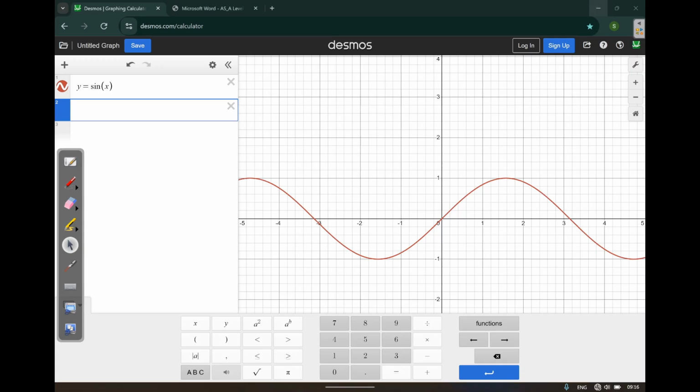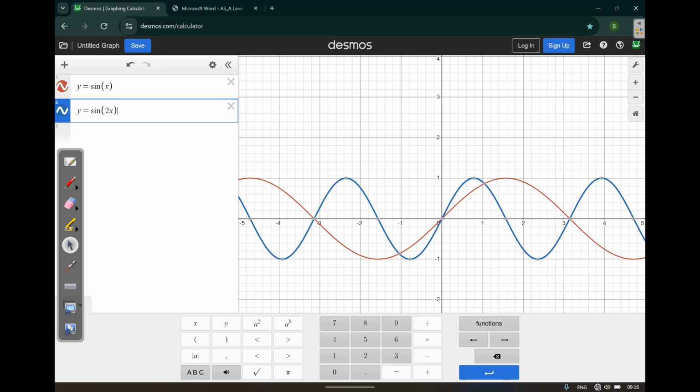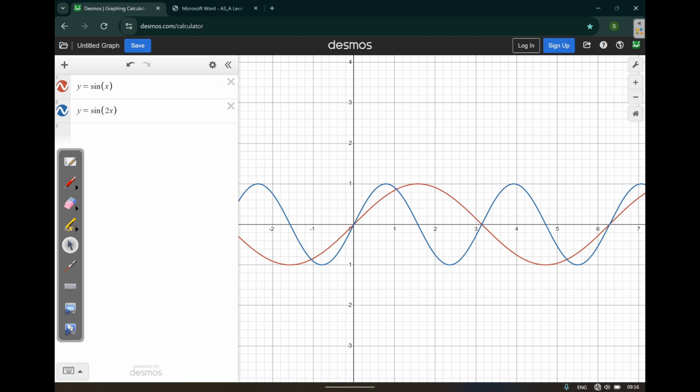Now, let's say y is equal to sine of 2x. What happens to the period? This one repeats itself every after pi. From here to here, that is now pi. Again, it repeats itself every after pi. That means the period is pi. For the original one, the period is 2 pi.